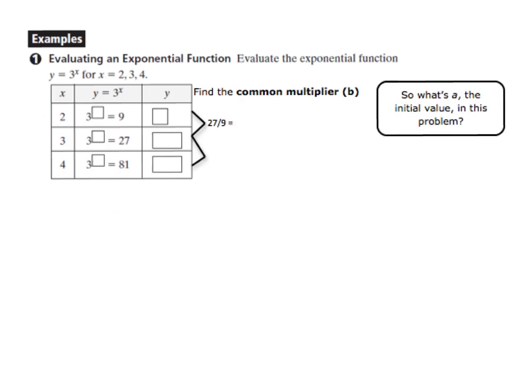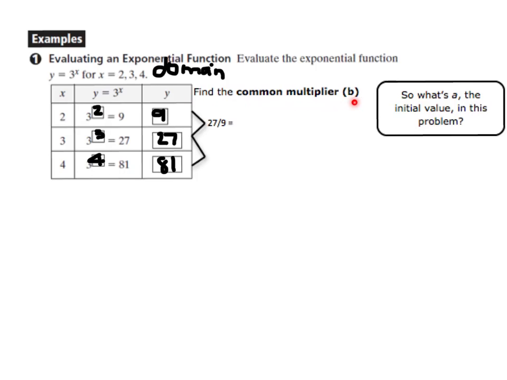Problem 1, evaluating an exponential function. So evaluate the exponential function here for y equals 3 raised to the x power, for x being the numbers 2, 3, and 4. So we're basically just plugging in those x values that they gave us, or in other words, the domain value. So I'm going to plug in the 2 here. Notice 3 squared equals 9. So our y value then is 9. Here we get 3 raised to the third power, which is 27. And then here we would get 3 raised to the fourth power is 81.